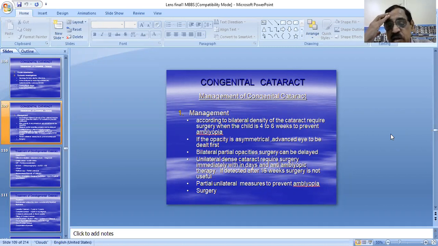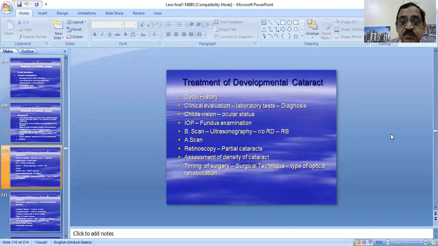If a dense cataract is detected after 16 weeks, since the fixation reflex occurs in 2 to 3 weeks of intraocular life, the surgery may not be of much use. In partial unilateral cataracts, measures to prevent amblyopia will have to be instituted.